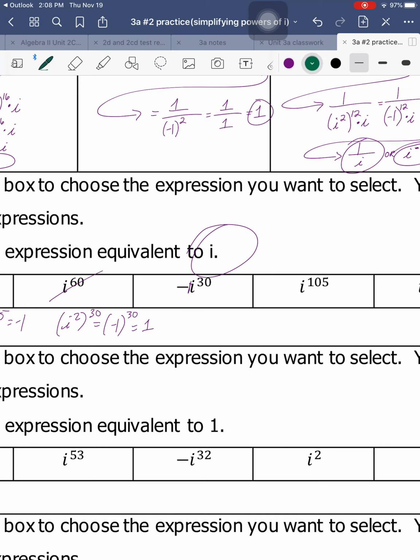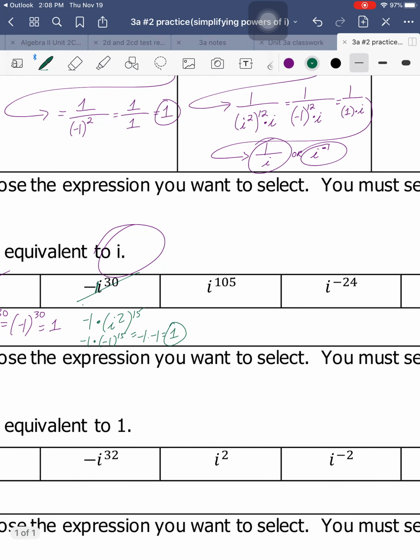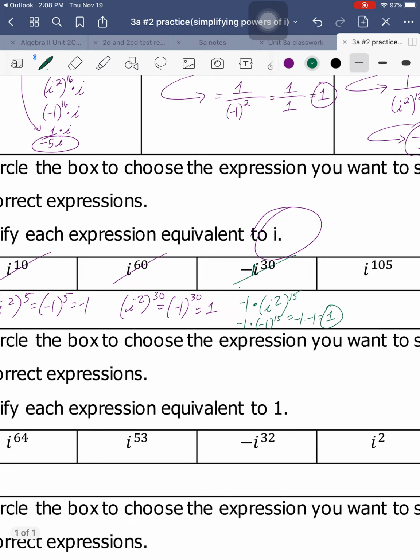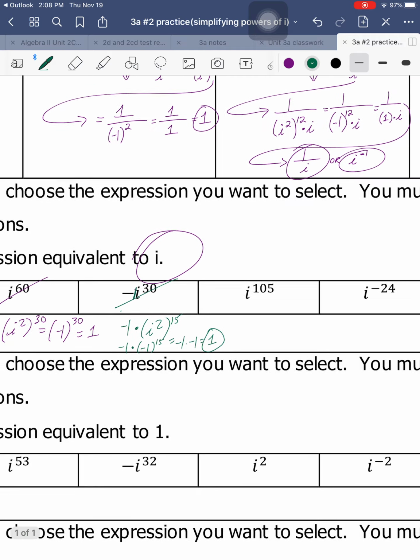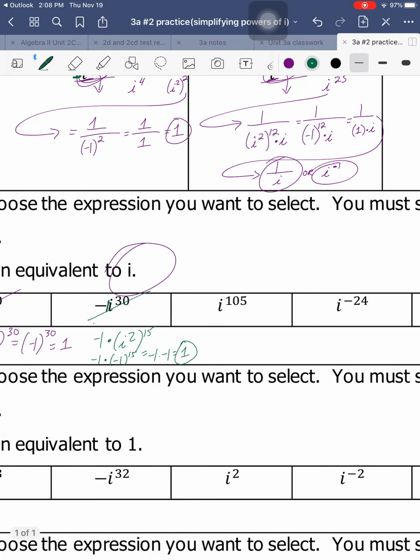So negative 1 here, let's do this in green. Negative 1 times i squared to the 15th. i squared is negative 1. Negative 1 to the 15th is negative 1. Negative 1 times negative 1 is positive 1. Well, doesn't matter. Any which way, that's not equivalent to i. So that's not an answer. Notice those first three are even powers. They are never going to be i or negative i. Odd powers like 105 here can be.